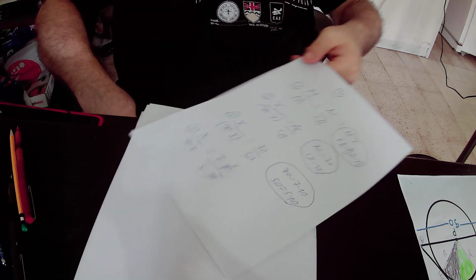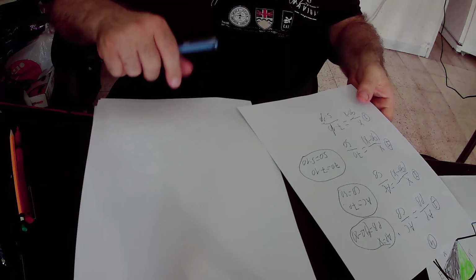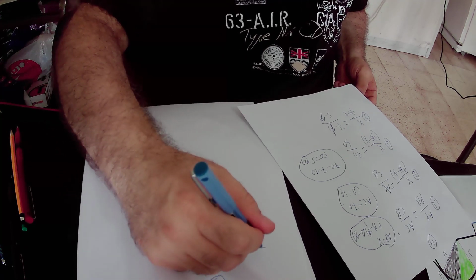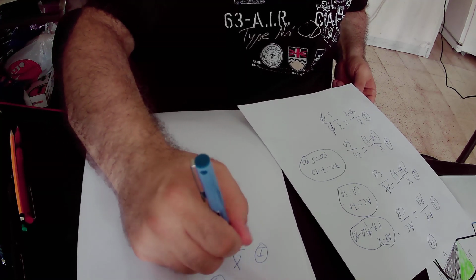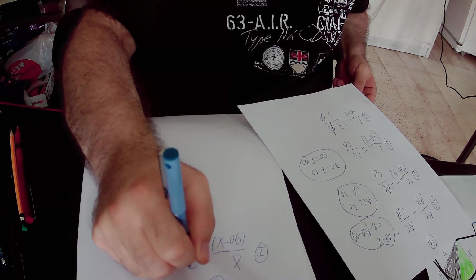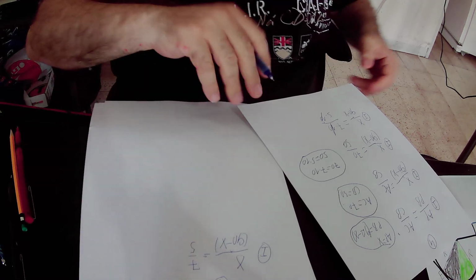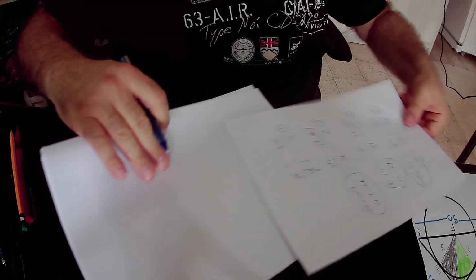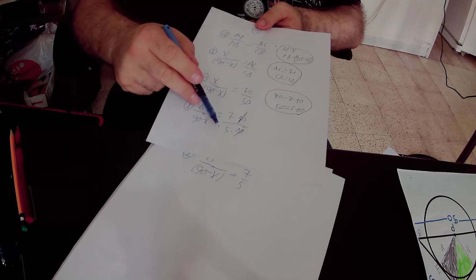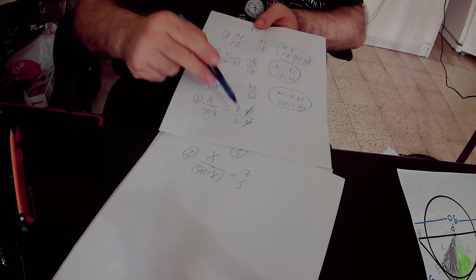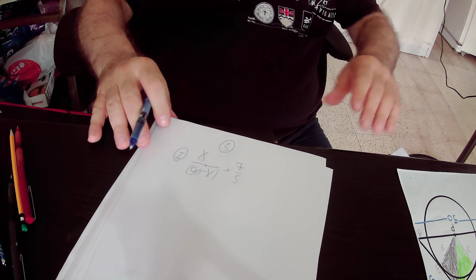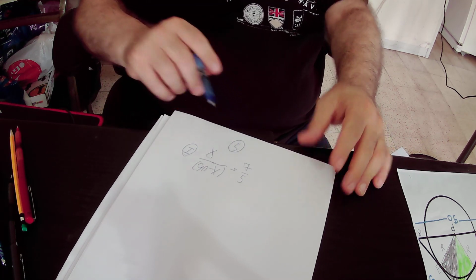Okay, so we will get that x over 90 minus 6 equals to 7 over 5. Okay, x over 90 minus 6 equals to 7 over 5 because we cancel 10. So here we can multiply both sides of the equation by 5.